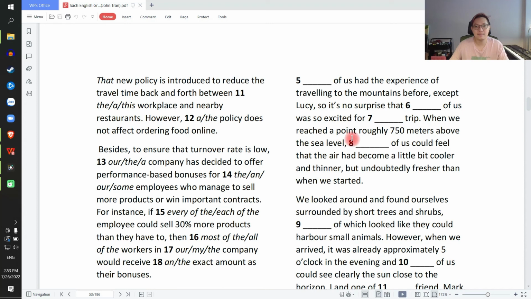When we reached a point roughly 750 meters above sea level, all of us, or each of us, could feel that the air had become a little cooler and thinner, but undoubtedly fresher than when we started.